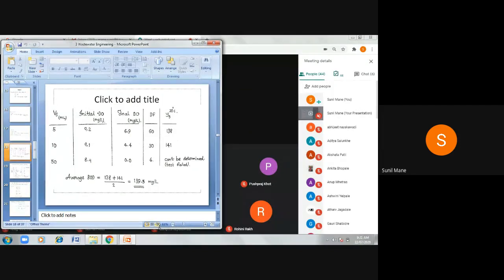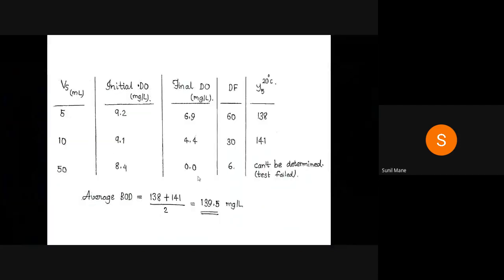Let's guess that there is no problem, so we can go further with this one. It should be understood that whatever final result we get, if it's zero, then we should write that as a test failed. And the observations here: you can see the initial observation we should have, the final observation we should have, and based on that, based on the dilution factor, we can get our BOD, that is biochemical oxygen demand.